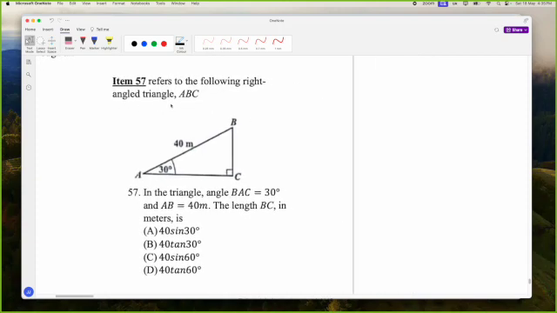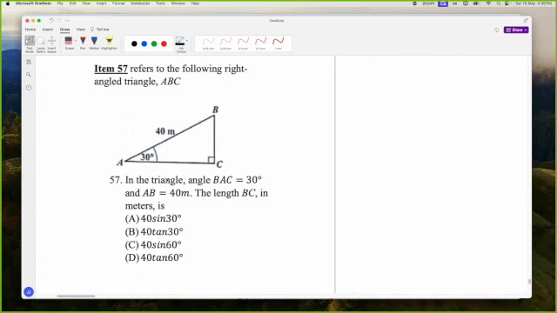57 refers to the following right angle triangle ABC. In the triangle, angle BAC is 30 degrees, AB is 40 centimeters. The length BC in meters is, so they want this. This is the opposite. This is the hypotenuse. So obviously sine. The sine of 30 is the opposite over the hypotenuse. So the opposite will be 40 multiplied by the sine of 30 if you throw the 40 across. 40 sine 30 is A.